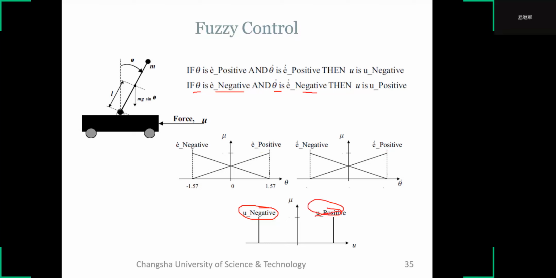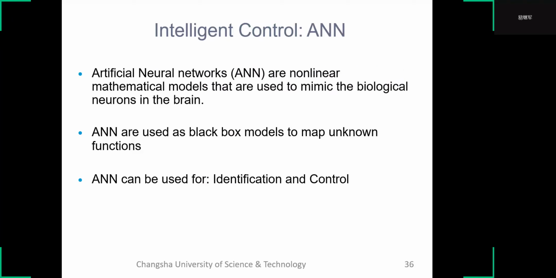You give some conditions to decide the field of the fuzzy variable. Here is intelligent control. The typical intelligent control is the artificial neural network.